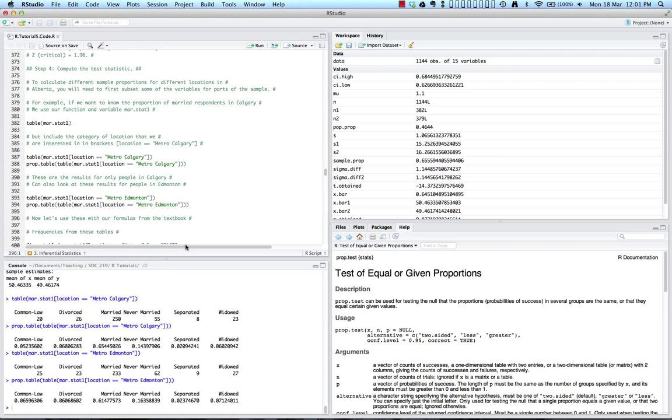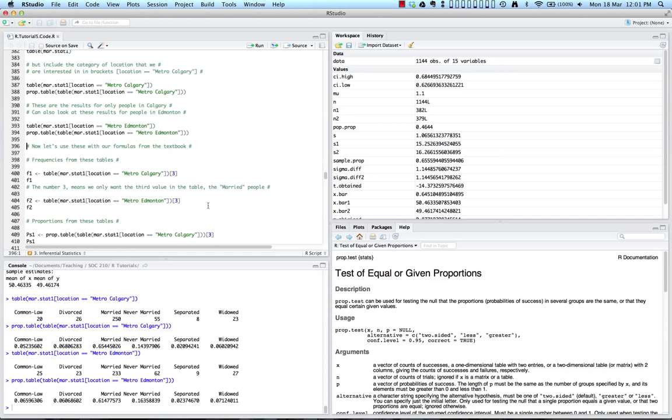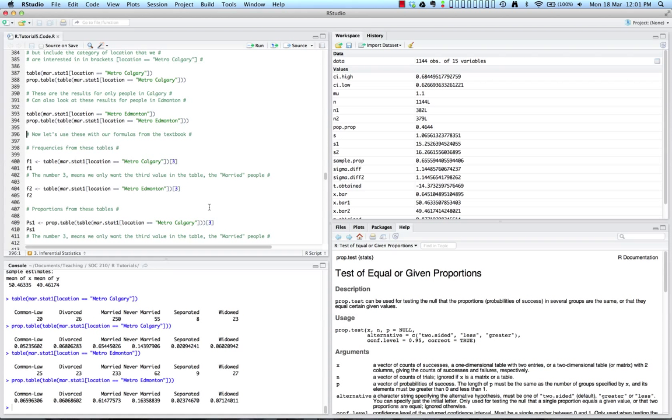So let's combine what we just found here with our different formulas from the textbook. So we can indicate the frequencies for each of these from our tables. So we want to get F1, our frequency of married people in Metro Calgary. Here we're going to use table again and our location again, but we're also going to add this 3 in brackets at the end. The number 3 here means that we only want the third value in the table, the married people. So if we look down here at our table that we had for Metro Calgary, we see that our first value is for the common law people, the divorced people, and then our third one is for the married people. So that's why we have 3 here.